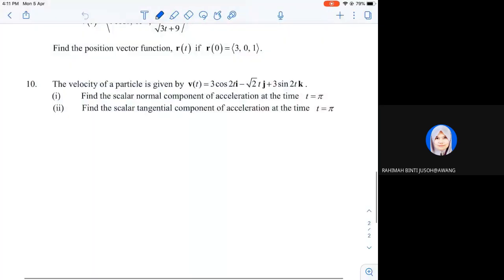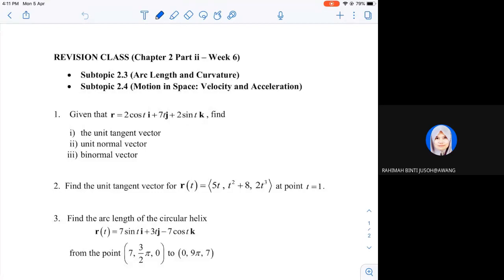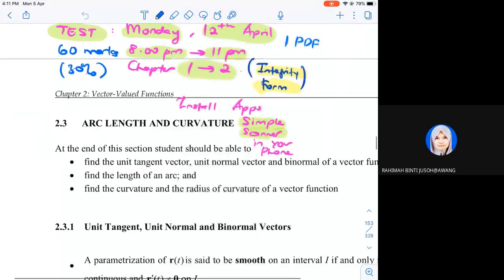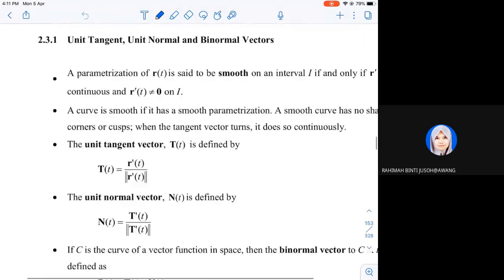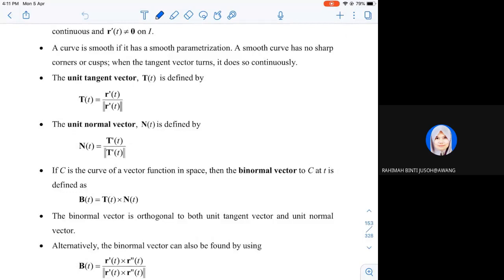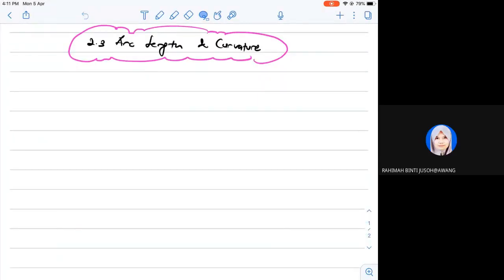So I'm going to use these revision questions. Alright. So topic 2.3, arc length and curvature. We have these three: unit tangent vector, unit normal vector, and binormal vector. So first of all, we have the unit tangent vector.